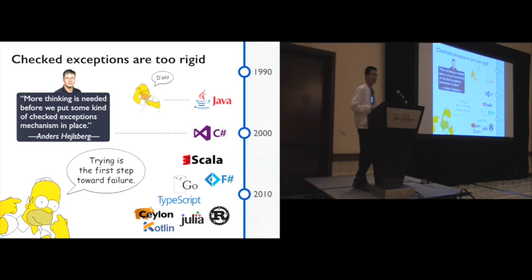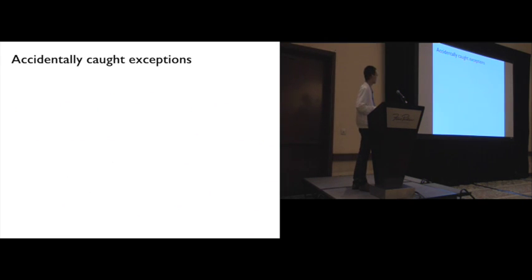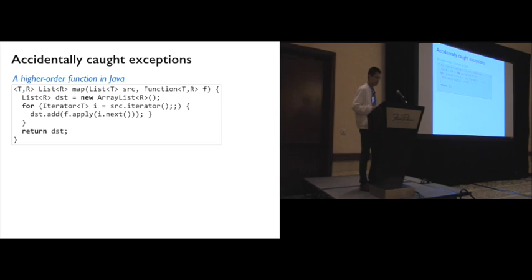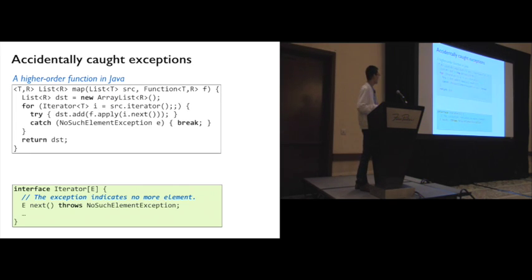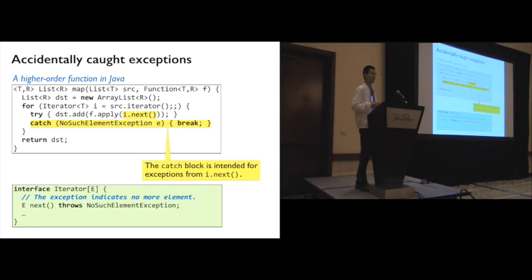Unchecked exceptions can provide the missing flexibility, but they are hard to tame. Not only do they contribute to uncaught exceptions, they also contribute to exceptions that are accidentally caught. Consider this implementation of map. It uses an iterator to walk through the list and applies the transformation f to each element in the list. The method next here, defined by interface Iterator, declares NoSuchElementException. This exception indicates that the iterator can produce no more elements. So we put the method call in a try-catch. The catch block here is intended for the method call to next.